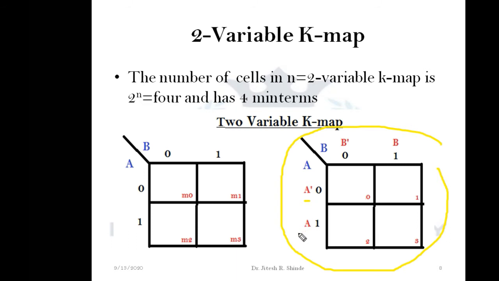Here gray coding is being followed. When we study the 3 variable K-map, how the gray coding comes into the picture will get more clear. But for the time being, please remember gray coding is followed here. In gray coding, at a time only one variable changes.